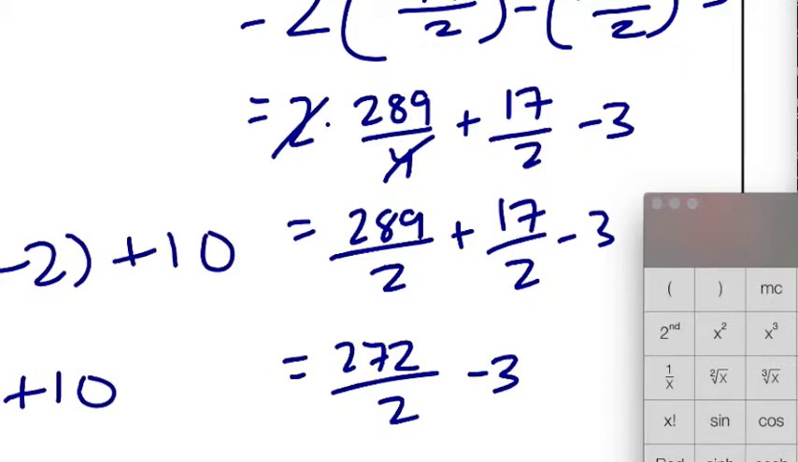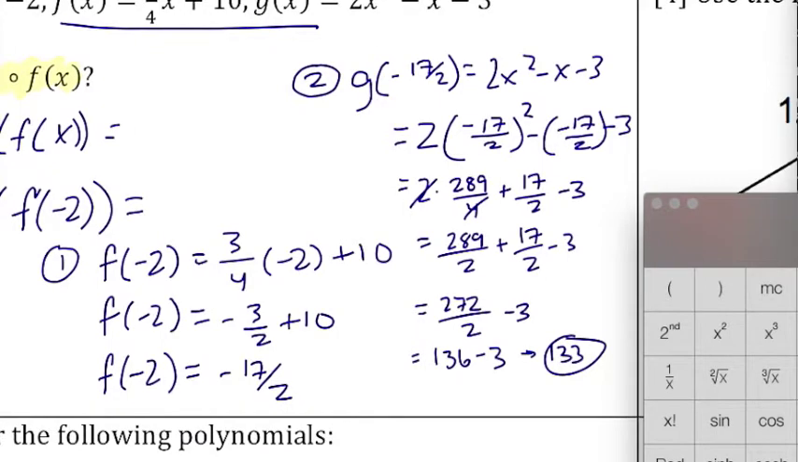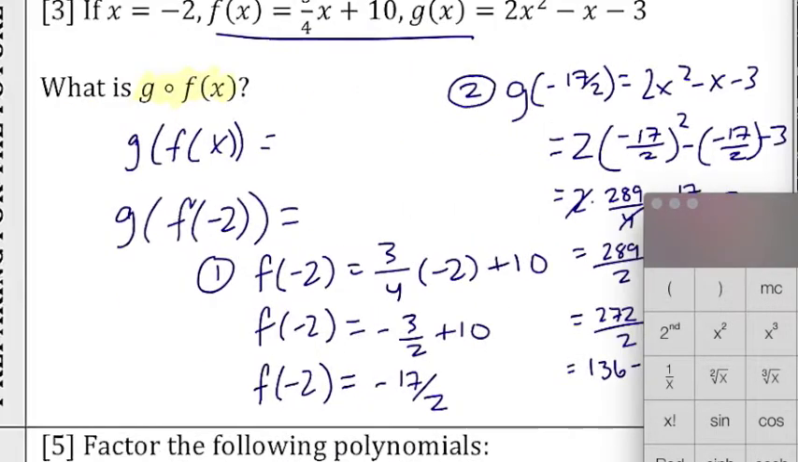So let's divide this by 2. So that'd be 136 minus 3, which is 133. Okay. So again, just another composite question. We were approaching this one a little bit differently, so a couple kind of tweaks in this problem.